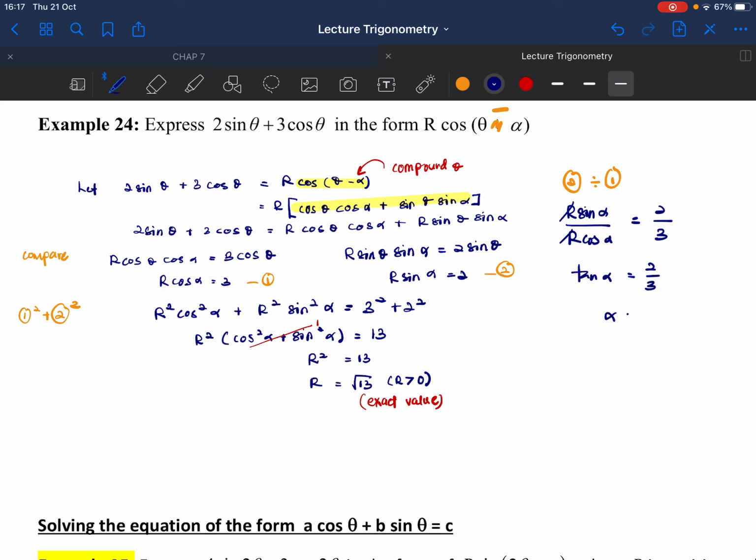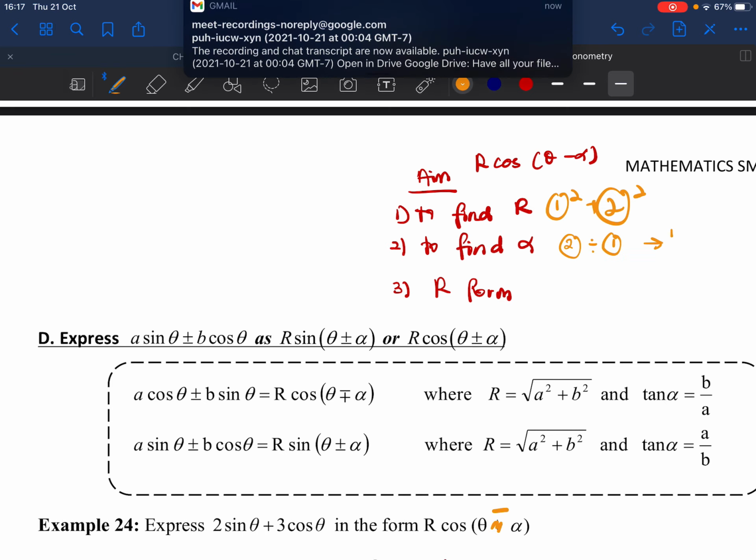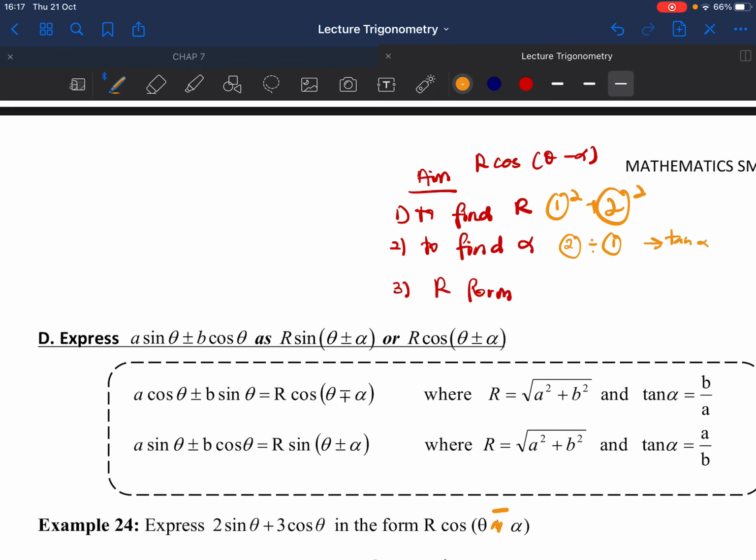So automatically you will get your answer. Kita ada inverse tangent 2 over 3. You should get the answer here is 33.69. Again, usually the question will give you the range of theta lah. Okay, range of theta ataupun range of alpha kita. So please check either it is in radian or degree. Okay, so here is our alpha. So how to find our alpha? Basically kita divide equation 2 divide by equation 1, ataupun kita akan jadikan dia dalam bentuk tangent.